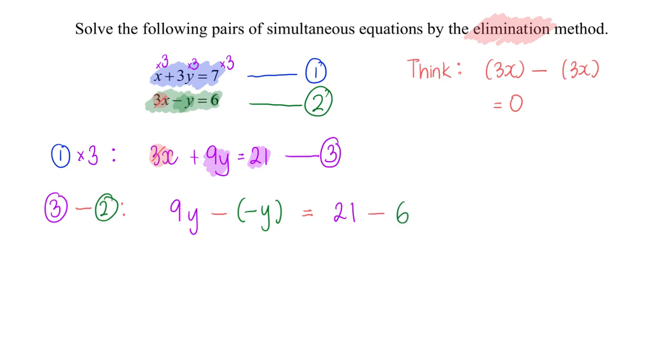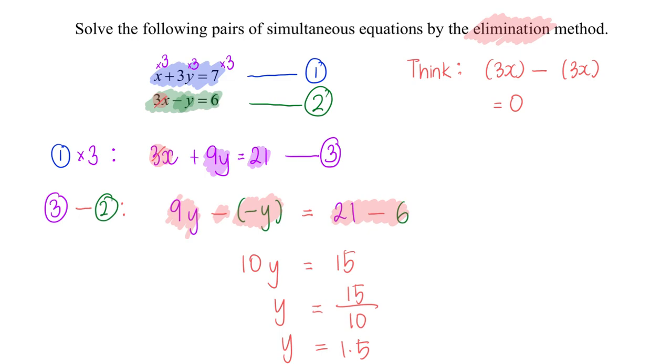Solve this equation. 9y minus a negative 1y will give me positive 10y. 21 minus 6 will be equals to 15. And after which, I will then be able to get my 1y by dividing by 10, y equals 1.5.